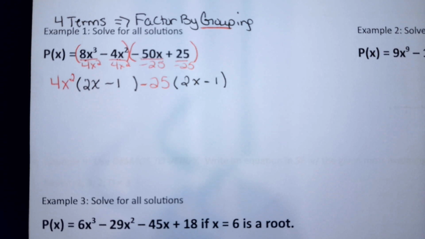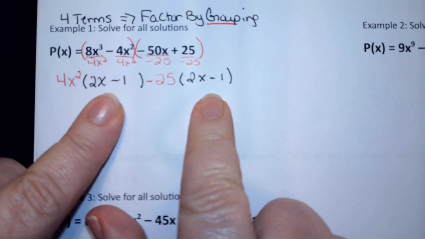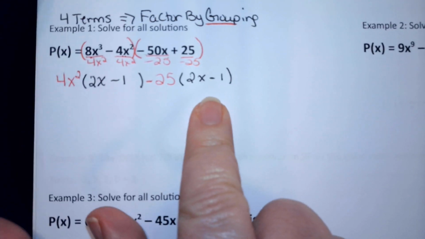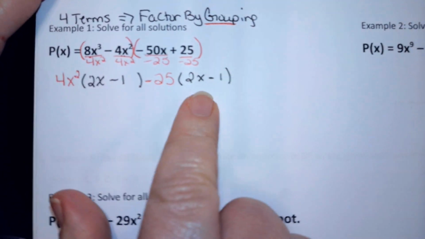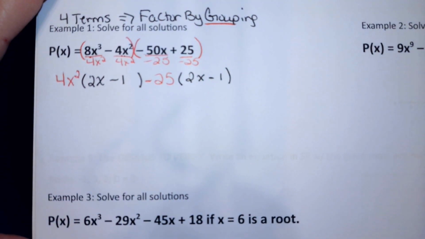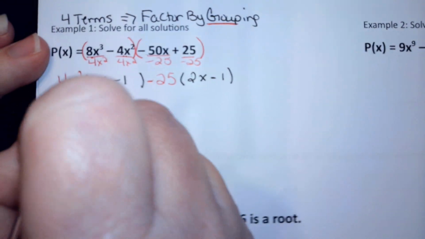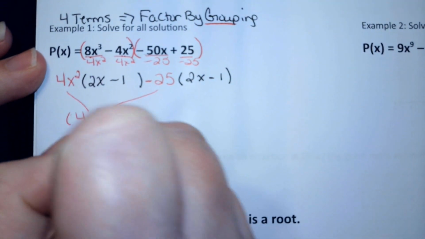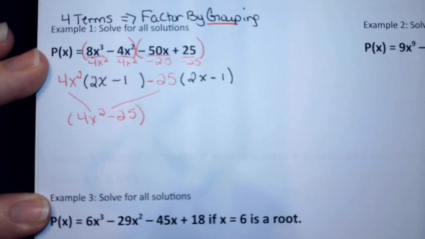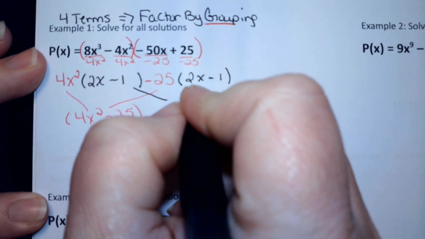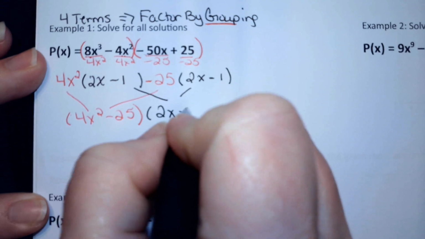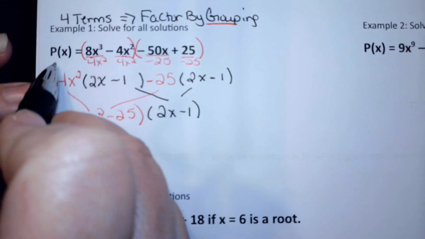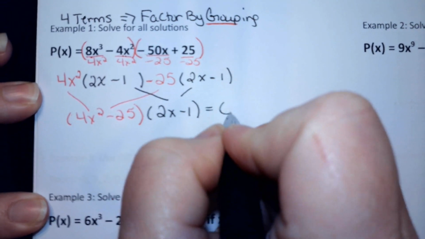Now, as you're copying this down, what do you notice about the parentheses? They are exactly the same. When your parentheses end up being exactly the same, you know this is correct. So we're going to come right here. You're going to take these outside terms and group them together. So we get 4x squared minus 25. And then we're going to group our parentheses together: 2x minus 1. And that p of x is the same thing as 0, so we're going to set that equal to 0.